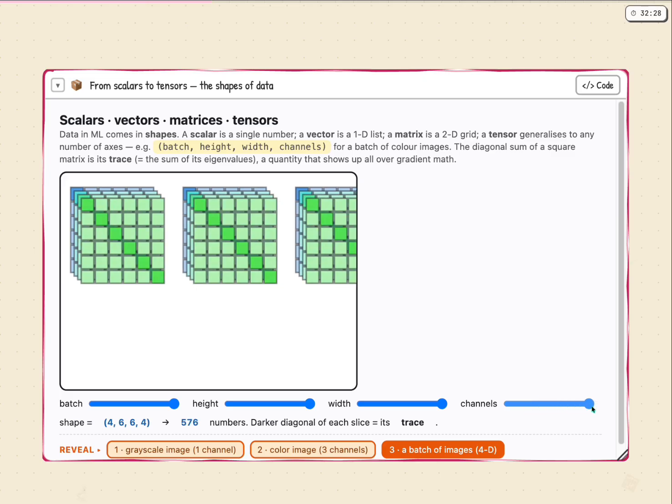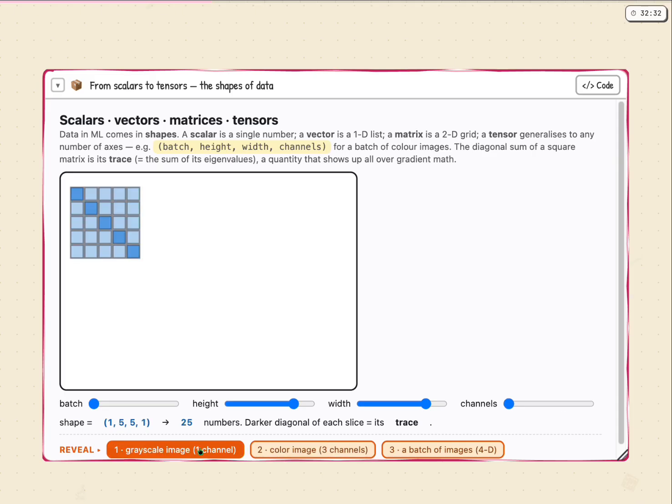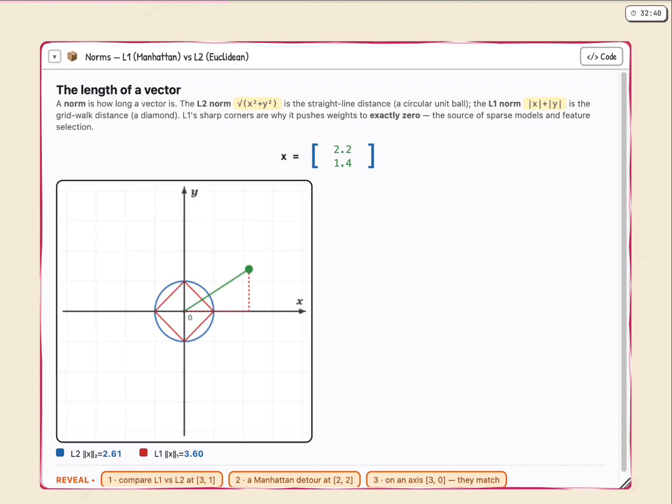We keep talking about the length of a vector. But it turns out there's more than one way to measure length, and the choice has real consequences. The everyday one is the L2 norm, also called Euclidean distance. It's the straight line, as the crow flies distance, the square root of x squared plus y squared, Pythagoras' theorem. All the points the same L2 distance from the center form a circle.